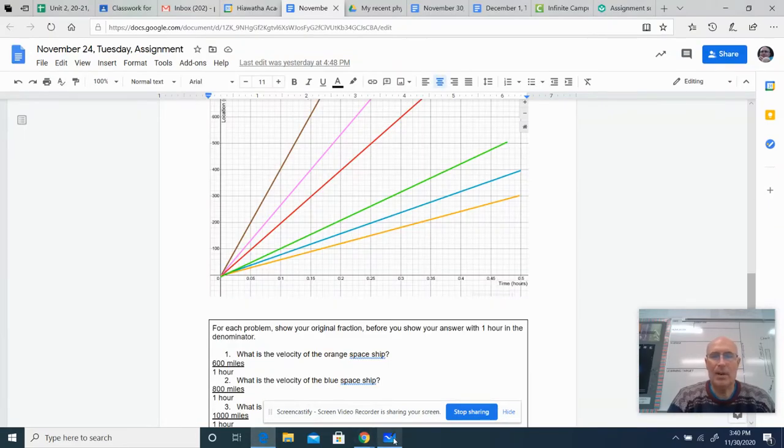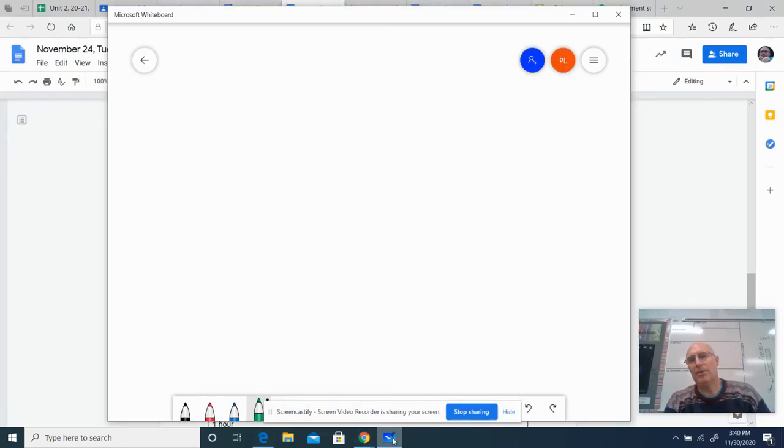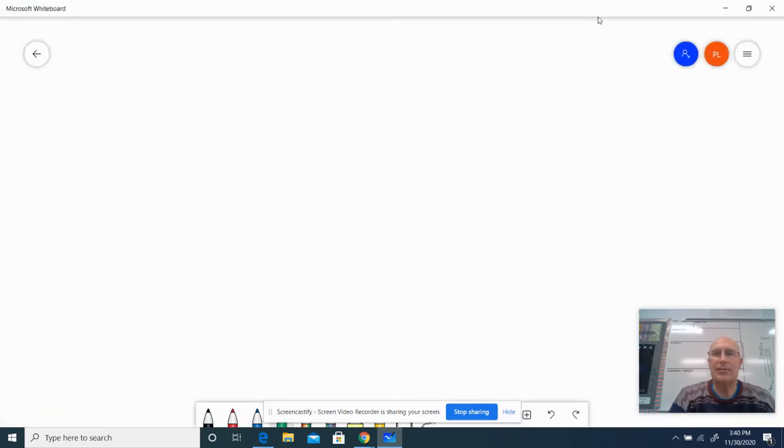Hi, I just want to solve one more sample problem that uses our equation for velocity. If you remember, our equation for velocity says that if we want to find velocity, then we take the displacement divided by the time, or the change in time. And this is the slope of a graph.